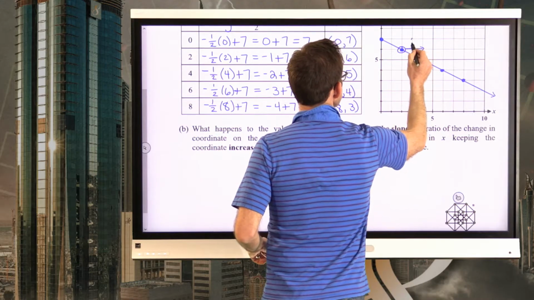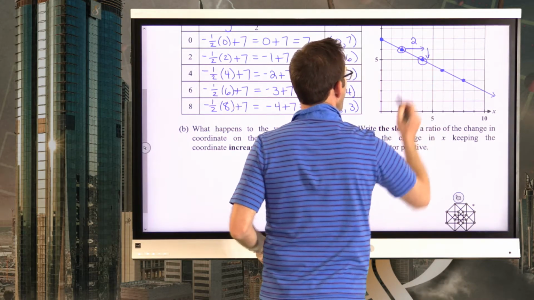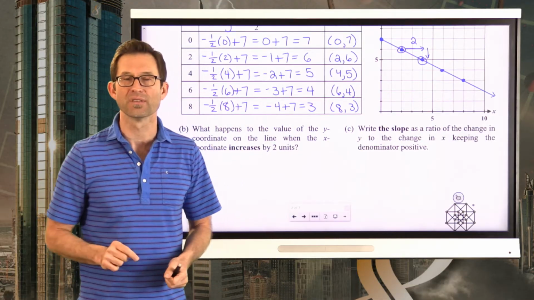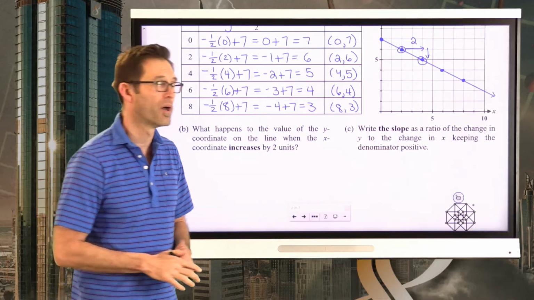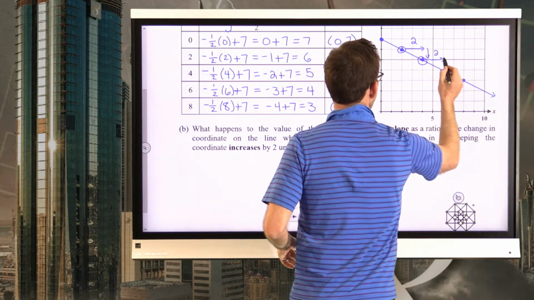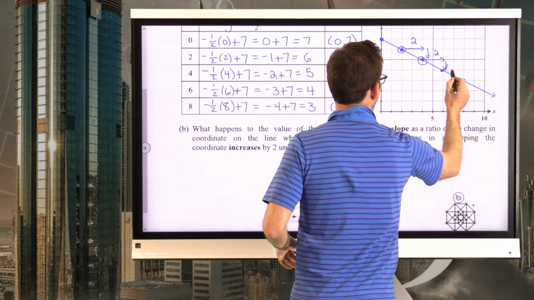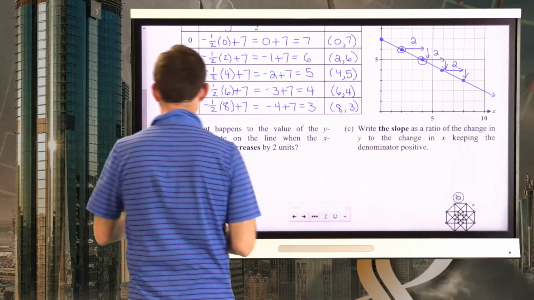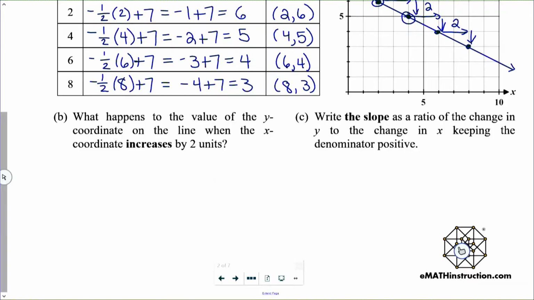When the x increases by 2 units, now the y doesn't increase, the y decreases by 1 unit, right? And that keeps happening. When x increases by 2, y decreases by 1. So, the answer: what happens to the y coordinate on the line when the x coordinate increases by 2? It decreases by 1.